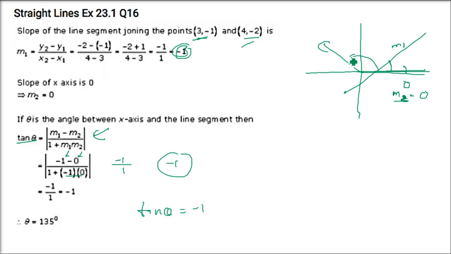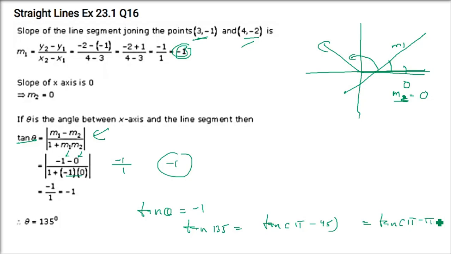So theta has to be greater than pi by 2, greater than 90 degrees. So tan theta will only be negative when the angle is greater than 90 degrees. So tan 135 can be written as tan(180 minus 45 degrees), that is tan(pi minus pi by 4), where 45 degrees is pi by 4.